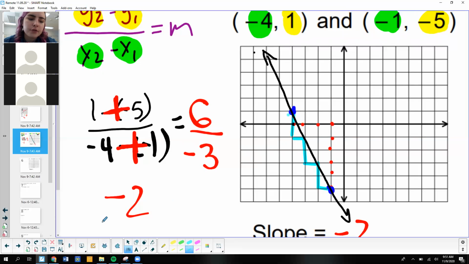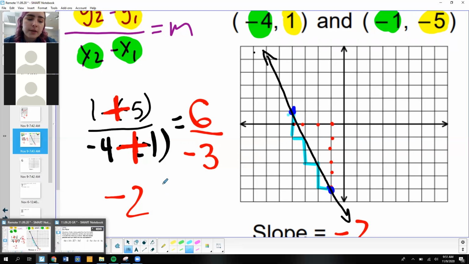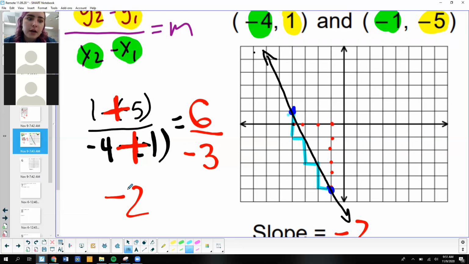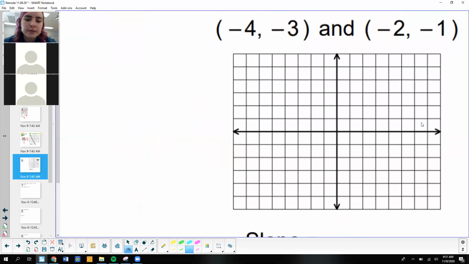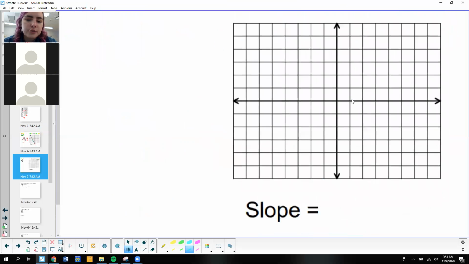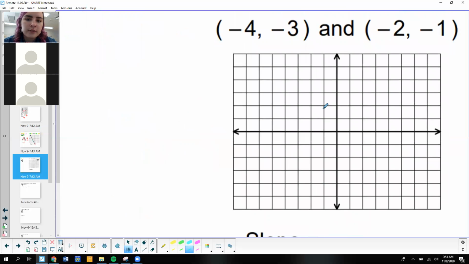I know this is kind of review. We're going to get into some more challenging stuff this week. So I did want to make sure we were all good on how to find slope. So we're going to do another example. I'm going to let you guys do this on your own. So go ahead and take a few minutes to work on this. All I want you to do is find the slope for this one.